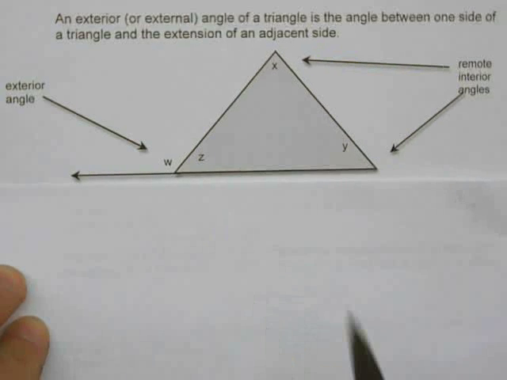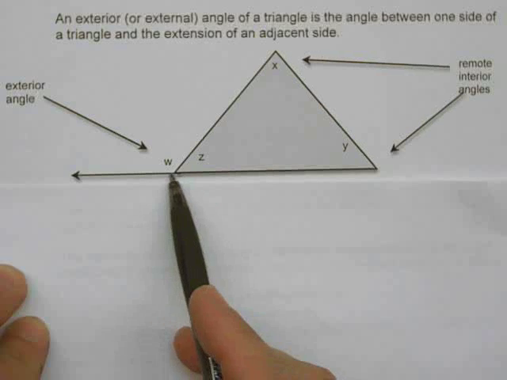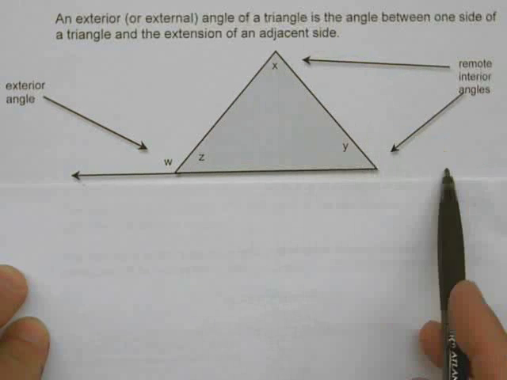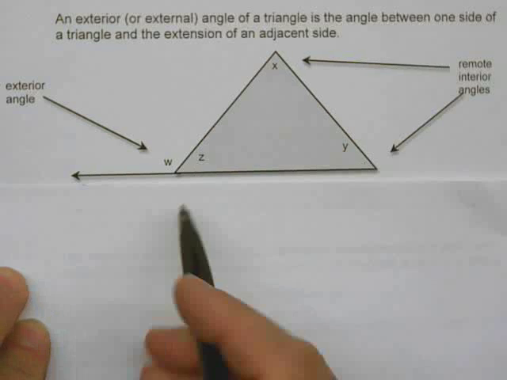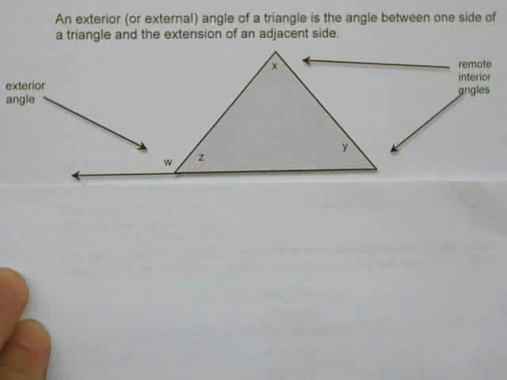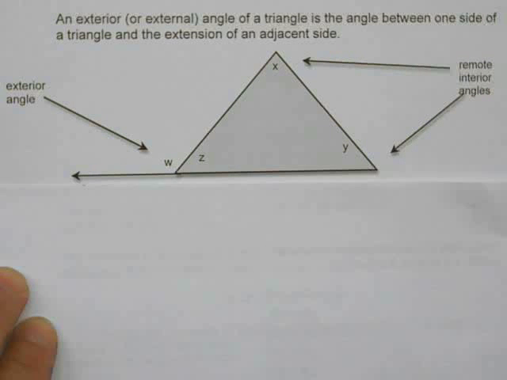That means if I've got this triangle, XYZ, and I extend one of its sides, it could be this side, it could be this side, it could be that side, doesn't matter which side, the angle that's formed by that extension, in other words this angle, W, that's an exterior angle. And when you form an exterior angle, you also end up with what are known as remote interior angles, and there are two of them.